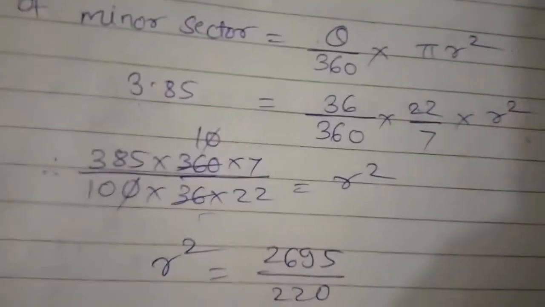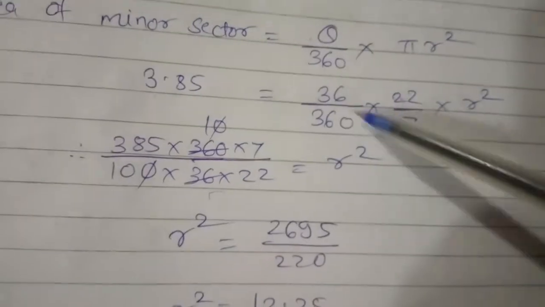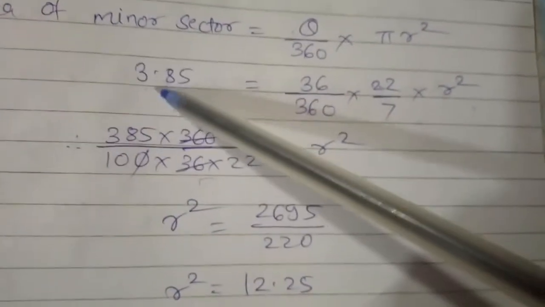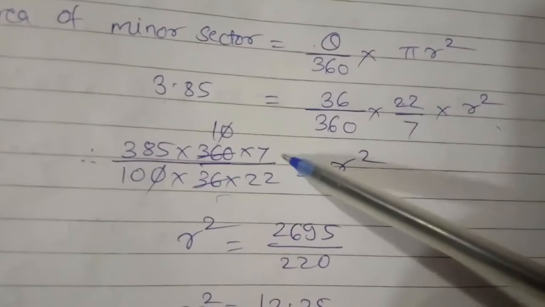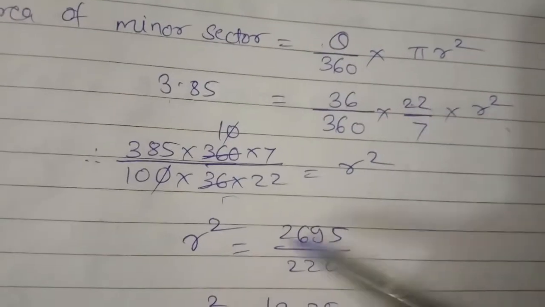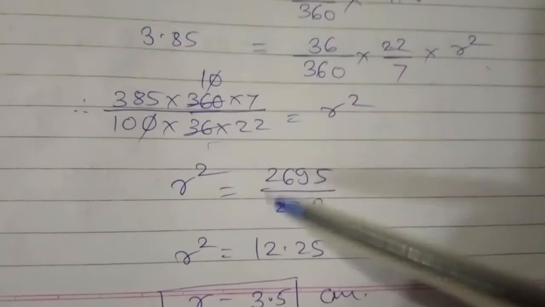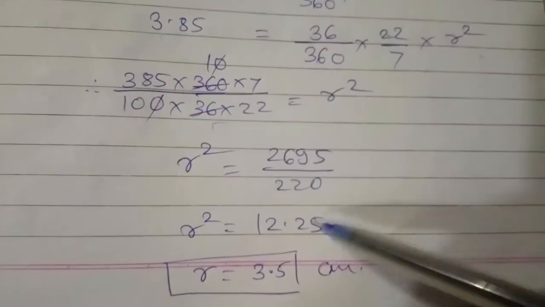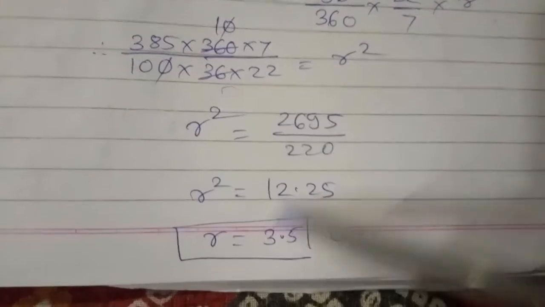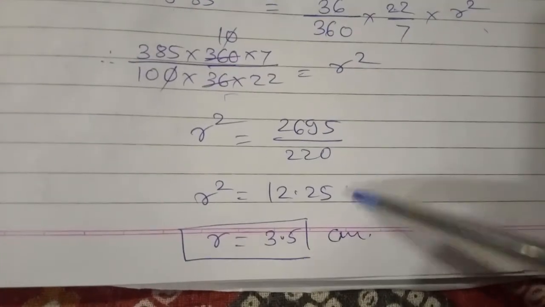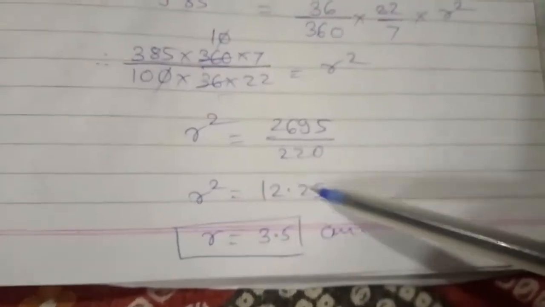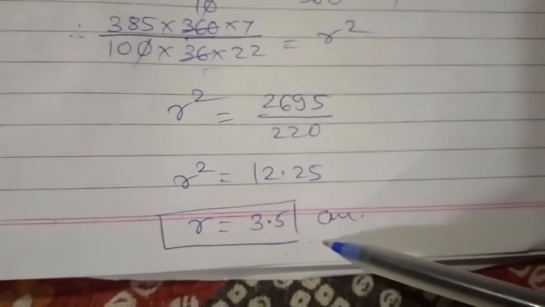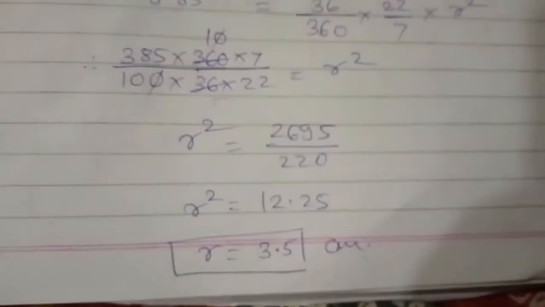So you will get the value of r square. r square is equal to, just move this 360 here. I just remove this point here. So 385 upon 100 into 360 into 7 upon 36 into 22. By solving this, we'll get r square is equal to 2695 upon 220. And by solving this, we'll get 12.25, which is the square of 3.5 centimeter. Here the value of r square is 12.25. So by taking square root, we'll get r is equal to 3.5 centimeter.